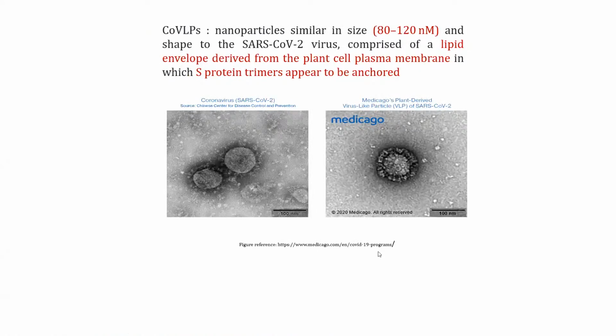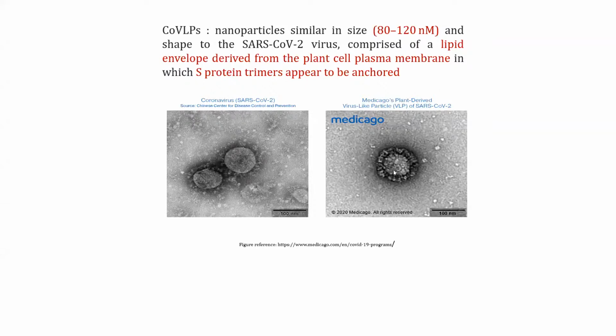So this is the smallest. You can see this is SARS-CoV-2, a coronavirus, and this is a Medicago plant-derived virus-like particle of SARS-CoV-2. You can see this is a nanoparticle, with a size of 80 to 120 nanometers, and it has a lipid envelope derived from the plant cell membrane.